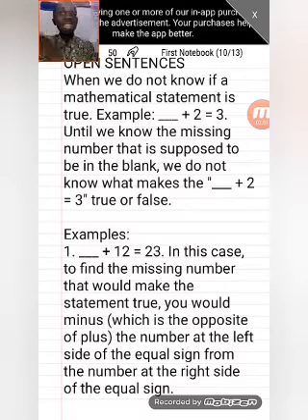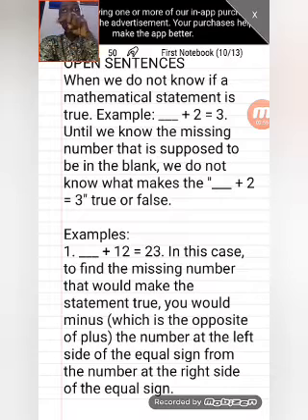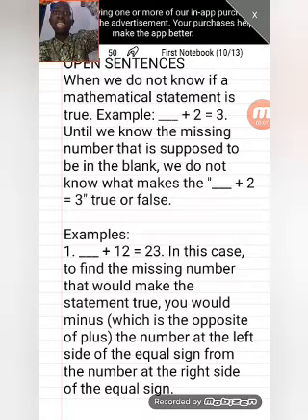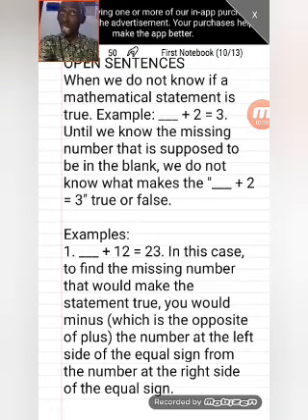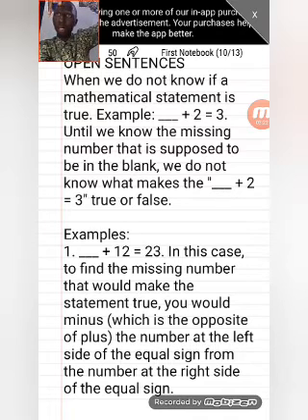Now you would minus, which is the opposite of plus, the number at the left side. Look at my hand here, the number at the left side of the equal sign. So the number at the left, which is 12, you minus that number from the number at the right side of the equal sign, which is 23. That's 12 minus it from 23.